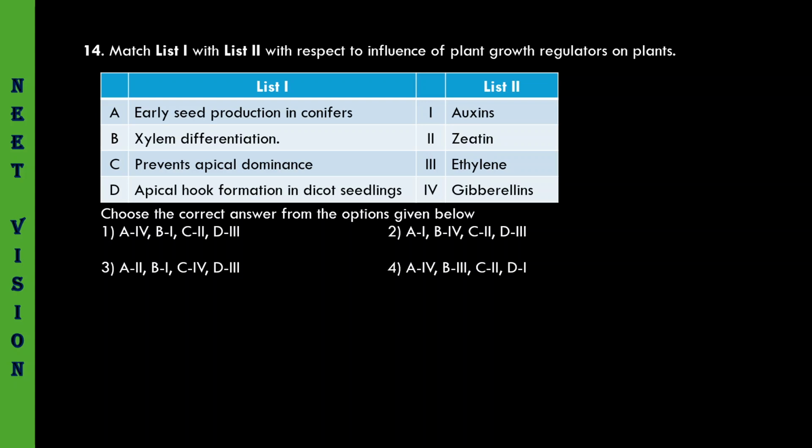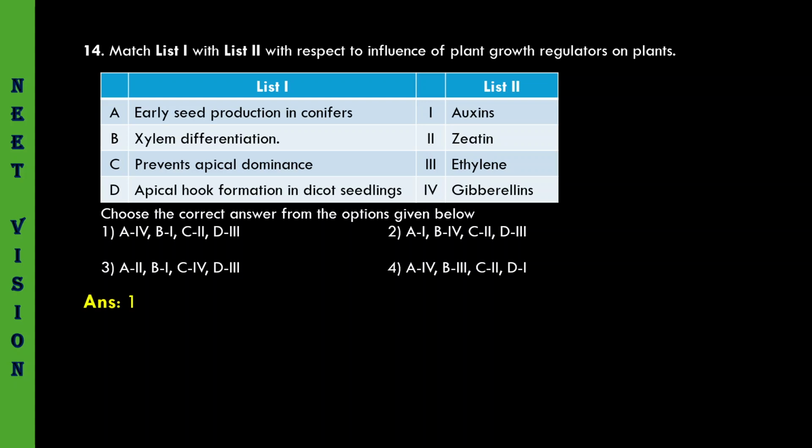A4, B1. Prevents apical dominance. Zeatin is nothing but a natural cytokinin. It prevents or decreases apical dominance. C2. Apical hook formation in dicot seedlings by ethylene, D3. So A4, B1, C2, D3. So first option must be the correct one.